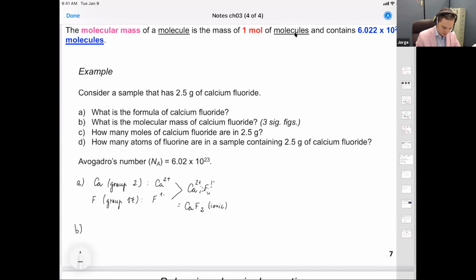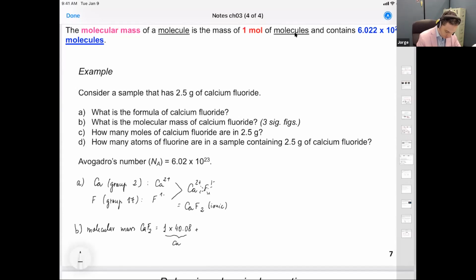Okay, second part of the question. What is the molecular mass of calcium fluoride? All right, the molecular mass for calcium fluoride. Look at the composition of the compound. We have 1 mole of atoms of calcium and 2 moles of atoms of fluorine. So that's going to be 1 times the atomic molar mass of calcium. Going to the periodic table, we are going to extract 40.08. And this is the contribution from the calcium.